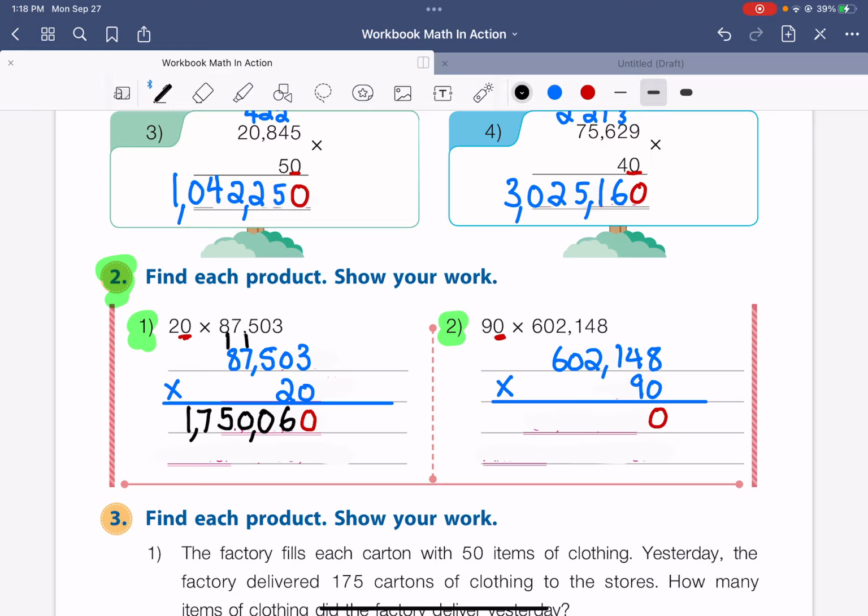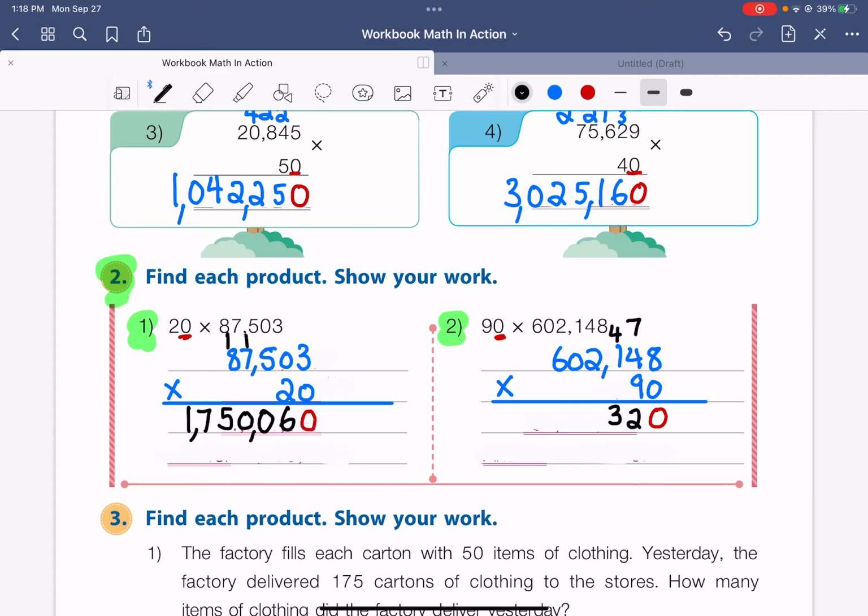Next one, we have 90 times 602,148. So again, we have a 0. We have 1 0 here. So we're automatically going to add the 0. Let's go straight to 8 times 9. 8 times 9 is 72. Carry over the 7. 4 times 9, 36. 36 plus 7, 43. Write down the 3.